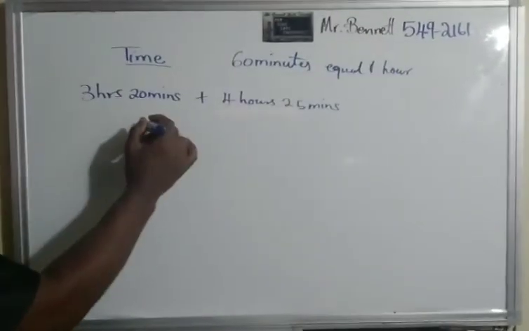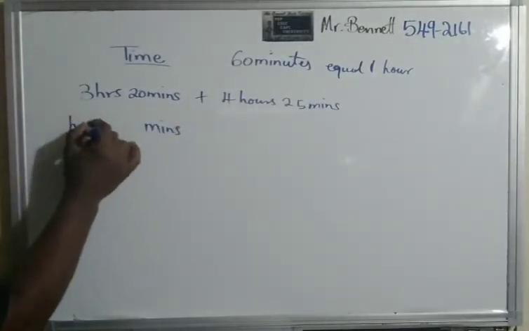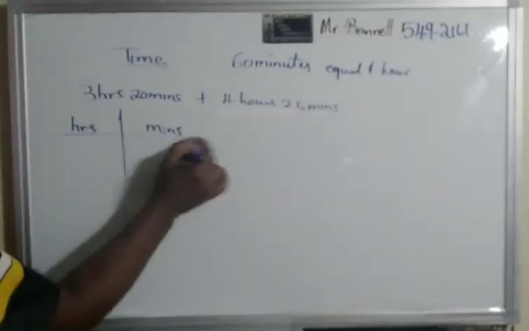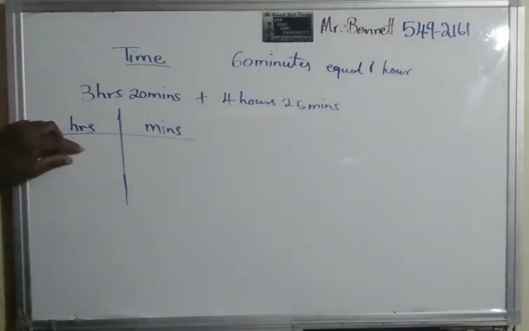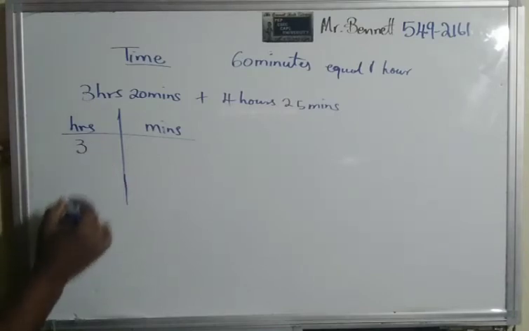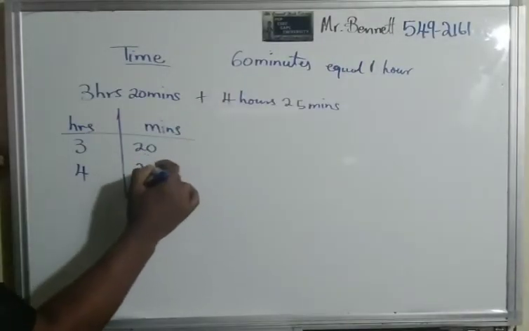So what we need to do, guys, just like how we have ones and tens, we're supposed to have our minutes and our hours. So we separate them, right? You can do it like this if you wish. This is my style. So we put the hours over here and the minutes over there. So it will be 3 hours 20 minutes, 4 hours 25 minutes.